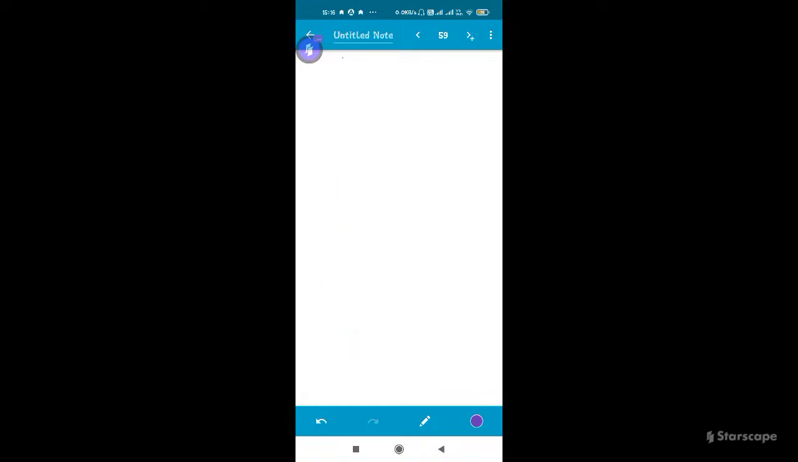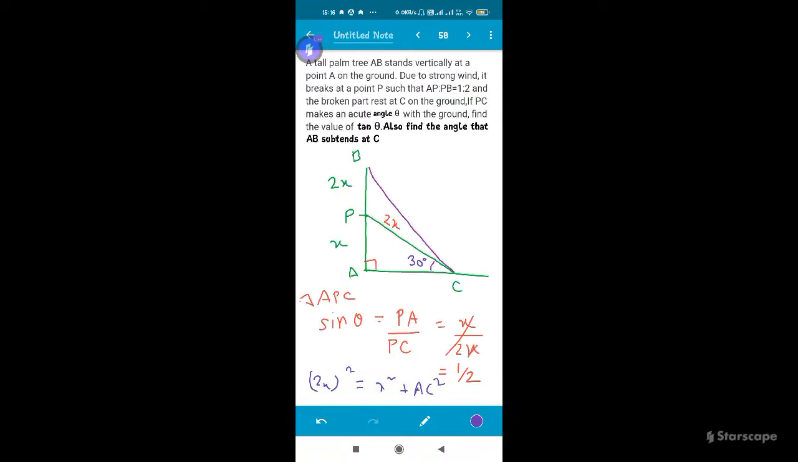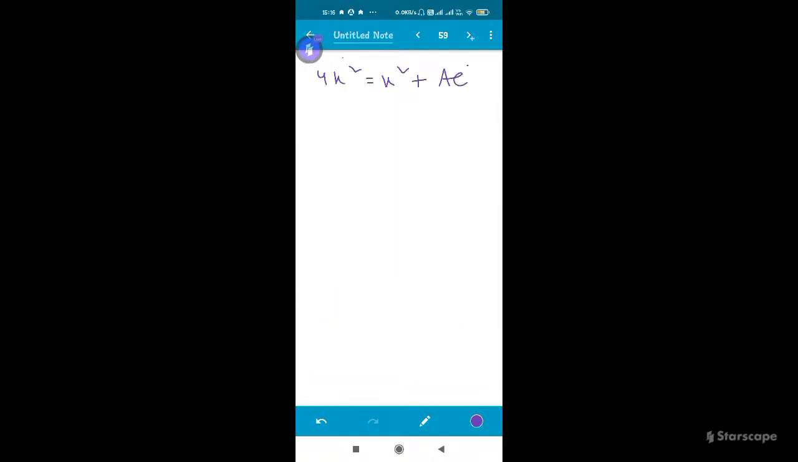You know about this already. So now we have 4x square on this side equals x square plus AC square. If you solve it, you're going to get the value of AC square as 3x square. So AC will be equal to root 3x. The value of AC is root 3x. Let me write it down.